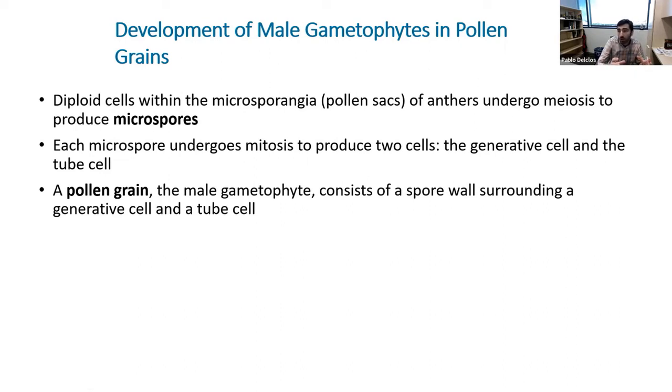So remember, spores are haploid, just like gametes. Gametes will fuse to form a diploid zygote, but both spores and gametes are haploid. So whenever you see the term spore, think haploid. If you see sporophyte, it's a diploid thing that makes a haploid spore.